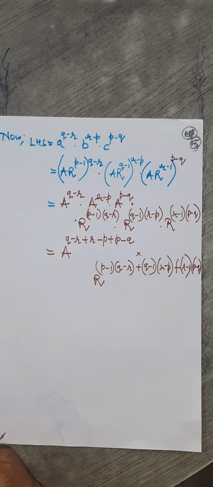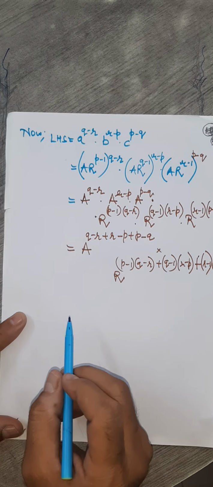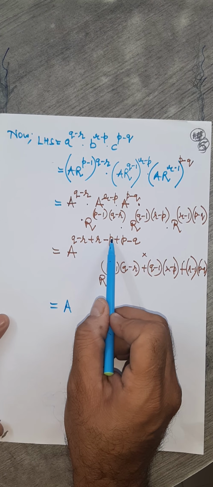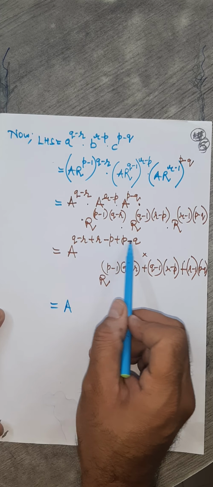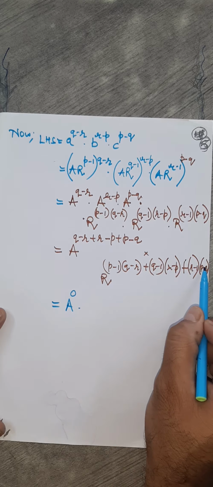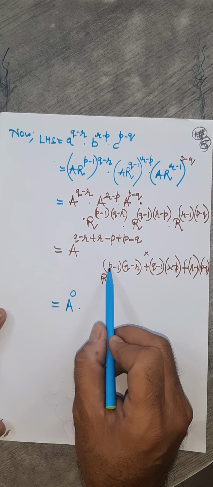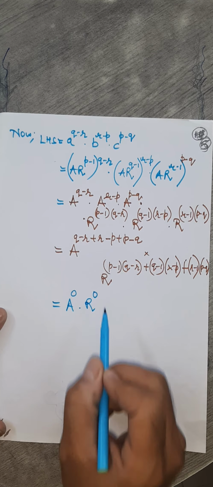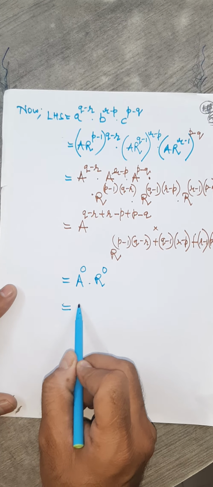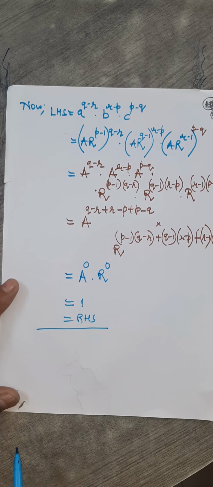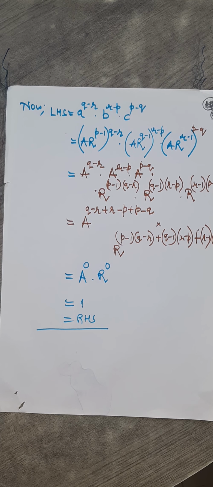Fine. Now, what about this? A raised to, you see this, p p will get cancelled, q q will get cancelled, r r will get cancelled, A raised to 0. I leave it for you. You just open all the brackets. You see here your pq, here your minus pq. So you will notice that also 0. So you have 1, which is the RHS. Fine. So again, not a difficult question.